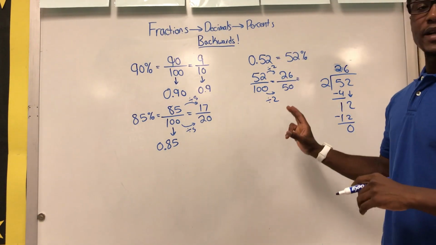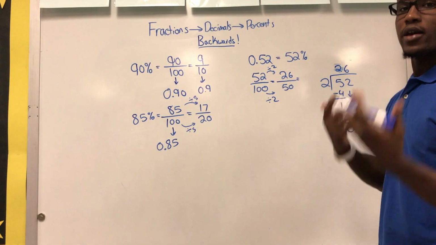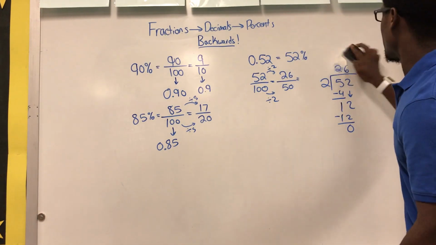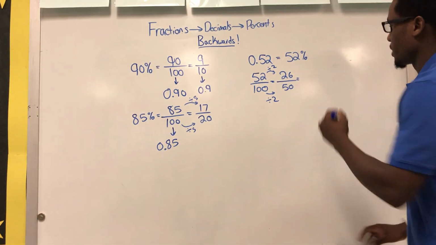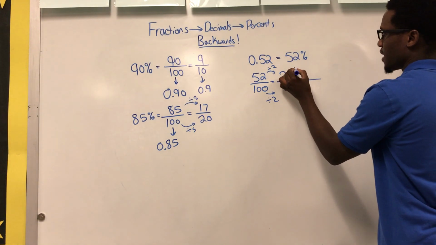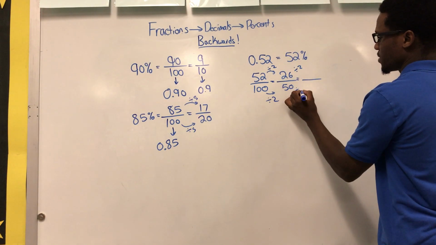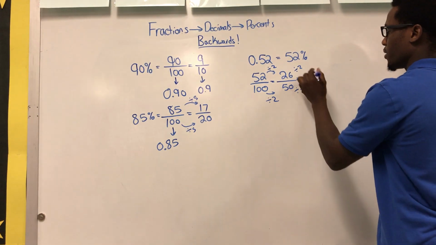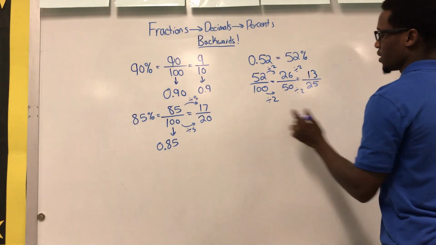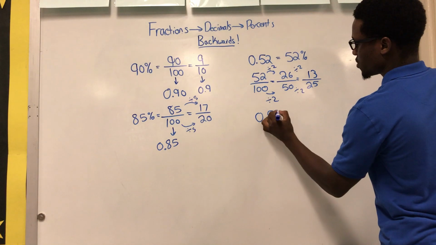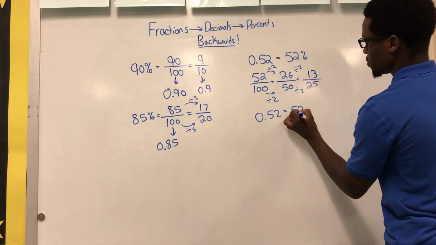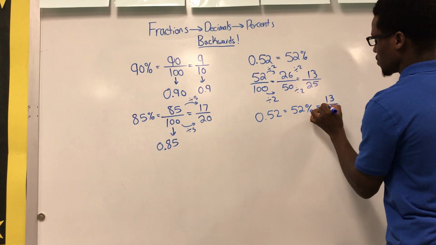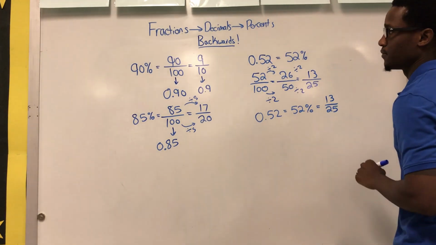Now, I just divided by 2, but I could have divided by another number. So once again, this is not simplified. So we're going to go ahead and divide by 2 again. So if I divide by 2 and I divide by 2, I'm going to get 25 over here, and I'm going to get 13 over here. So 0.52 is equal to 52%, which is also equal to 13 over 25.